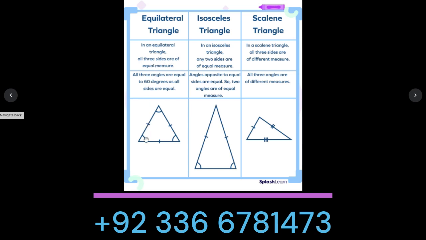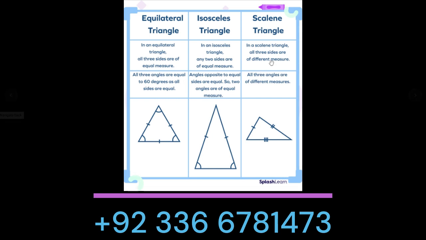So, for example, this could be 60 degrees, this could be 60 degrees, and this could be 60 degrees, but it all adds up to 180. An isosceles triangle has any two sides that are of equal measure. So these two sides can be equal, however, this side may not be equal to the other two sides. That will make an isosceles triangle.